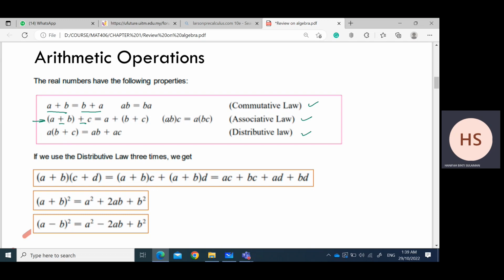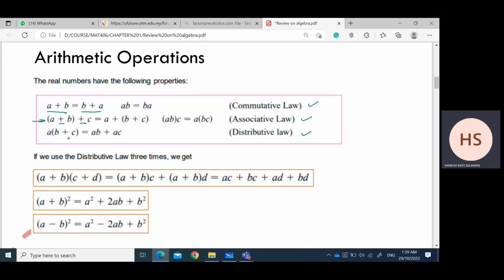Untuk darab, it is A, B, you darabkan A dengan B dahulu, and then you multiply by C. So it is also equivalent with you multiply B and C, and then you multiply by A. Pun boleh, tak ada masalah. Ini kita panggil sebagai associative law. So next we have distributive law. So for distributive law, we have this kind of operation.